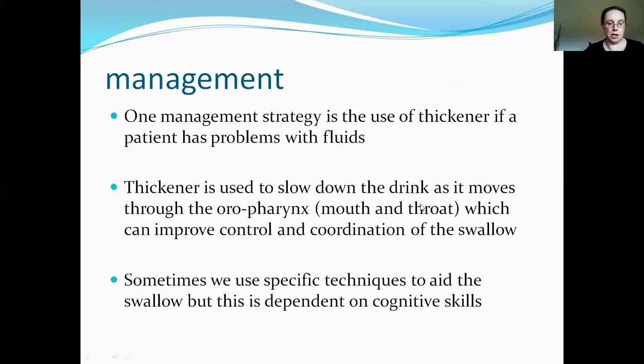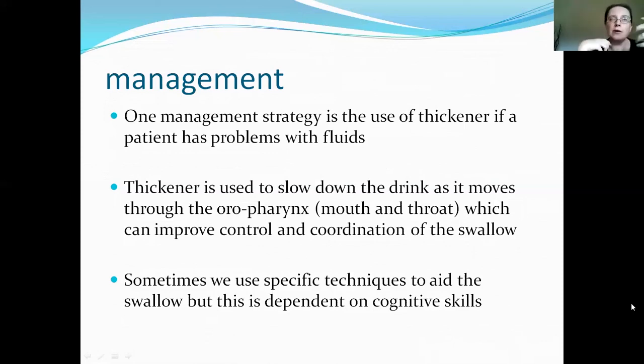Okay, so obviously one of the management strategies that we use is the use of thickener, particularly if the patient has problems with their liquids. The reason why we use thickener is that it slows down the drink as it moves through your mouth and throat, and that enables the person to control it a bit more and coordinate those muscles ready for the swallow.